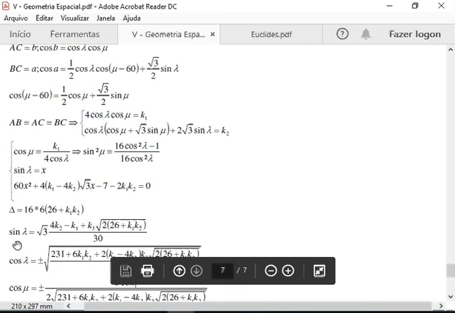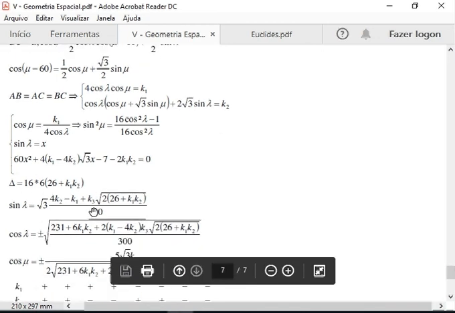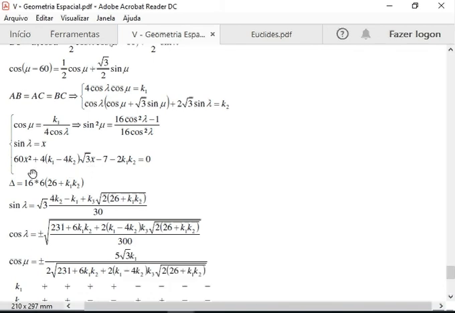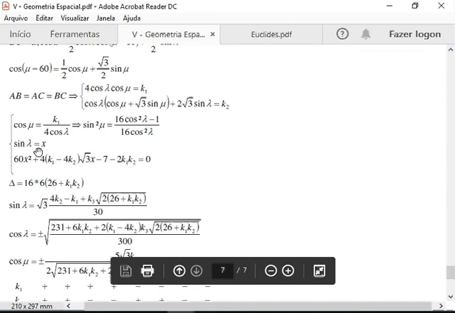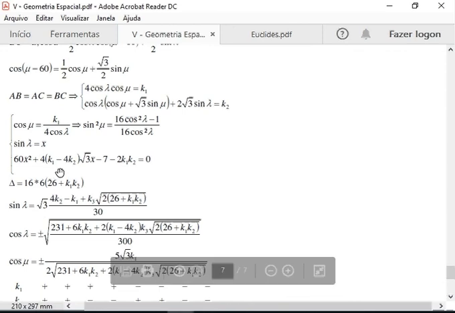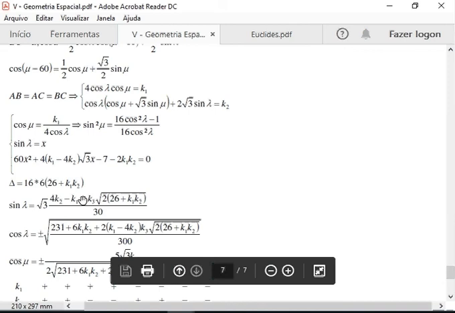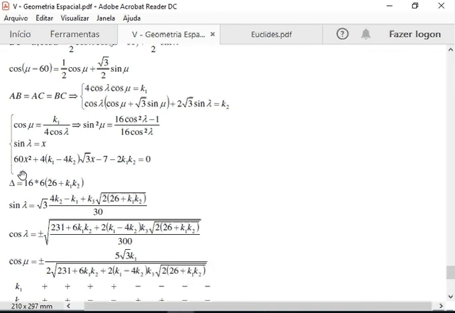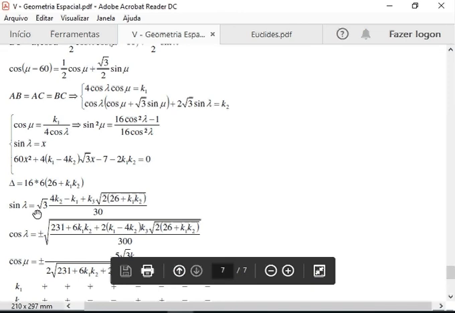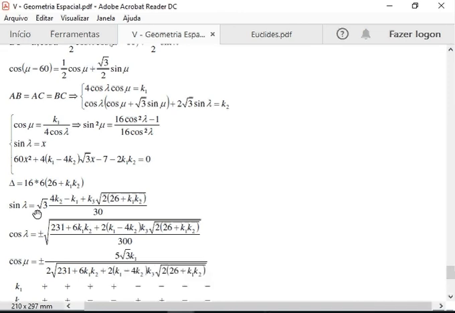Who is the delta of Bhaskara? It is that thing: the square of the coefficient of x minus 4 times the coefficient of x squared times the constant coefficient. And sin lambda, which is x, is equal to minus the coefficient of x plus or minus K3 square root of delta over 2a. 2 times 60, 120.